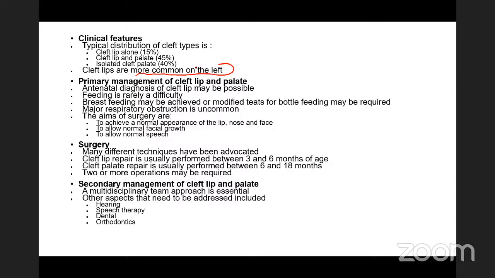So when do you do the surgery? There are various techniques of doing the procedure, but cleft lip repair is usually performed between 3 to 6 months of age. Cleft palate repair is usually performed between 6 to 18 months. 2 or more operations may be required, okay? Now you should know the treatment is multidisciplinary, okay? Other aspects that need to be addressed include hearing of a child, speech therapy, dental, and orthodontics.